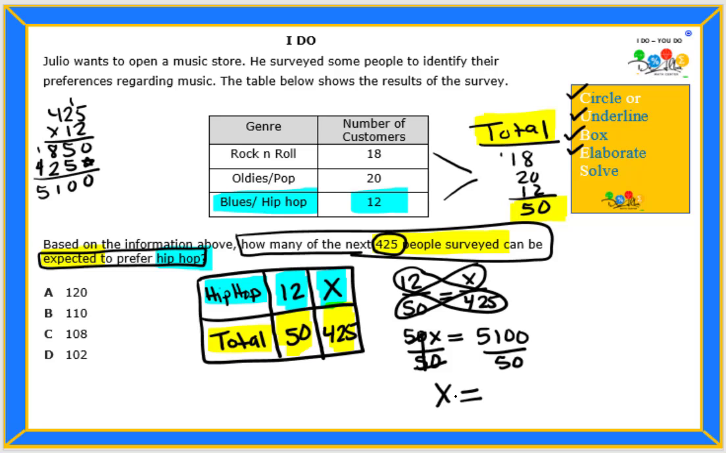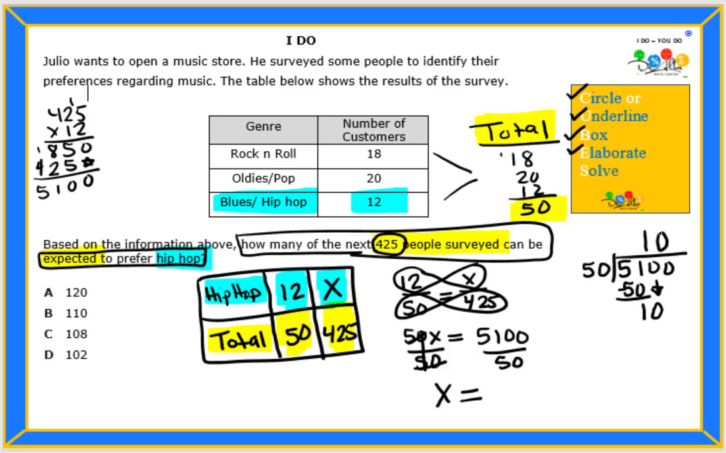And we're going to do 5,100 divided by 50. So 50 goes into 51 one time, because 1 times 50 is 50. We have 1 left over, so we bring down the 0. Now be careful. Can 50 go into 10? No, don't bring the next 0 down right away. We have to mark that we said no.